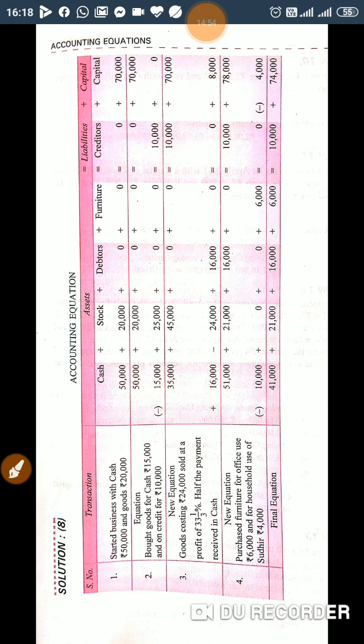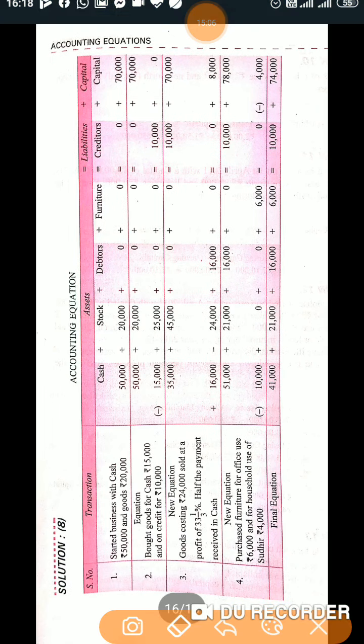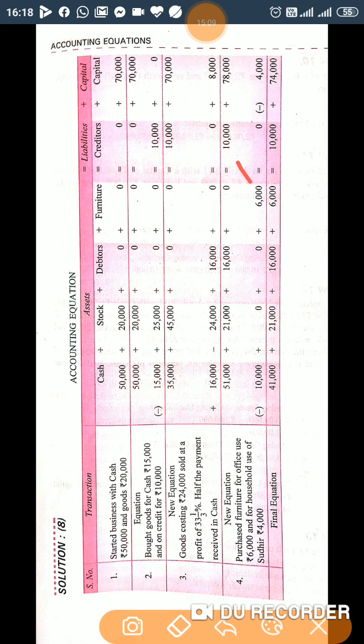Now next and last transaction is purchase of furniture for office use 6,000 and for household use of Sudhir 4,000. So furniture will be added by 6,000, and 10,000 will be deducted from the cash, with 4,000 as drawing deducted from the capital. So now the final equation is cash 41,000, stock 21,000, debtor 16,000, furniture 6,000, creditor 10,000, and capital 74,000.